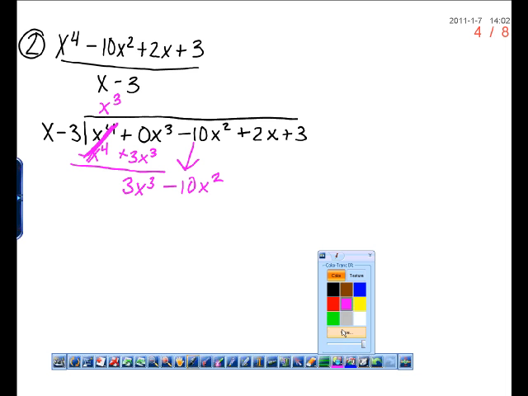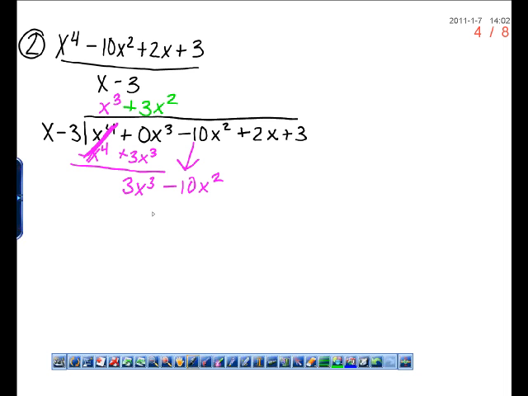All right, so there's our cycle. Now we keep going. What times x gives me 3x cubed? 3x squared. 3x squared times x gives me 3x cubed. 3x squared times negative 3 gives me negative 9x squared. And then what do I do to all my signs? Flip your signs. Minus, plus.